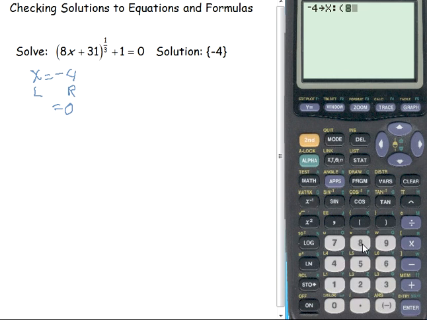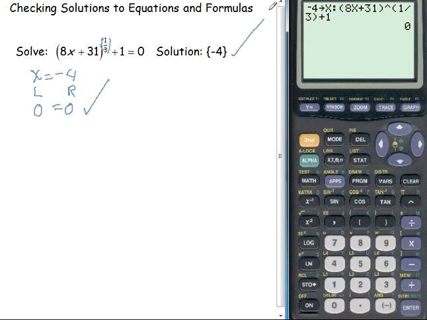Open parentheses 8x plus 31, close parentheses, and I forgot about the parentheses around the fraction, so let me add that right now. That's got to be raised to the, in parentheses, 1 divided by 3, close parentheses. If the parentheses isn't around that fraction, it will not evaluate correctly. Then hit plus 1 and hit enter. I'm hoping it gives us 0, and it did. So we do have a valid solution here. -4 is a solution.